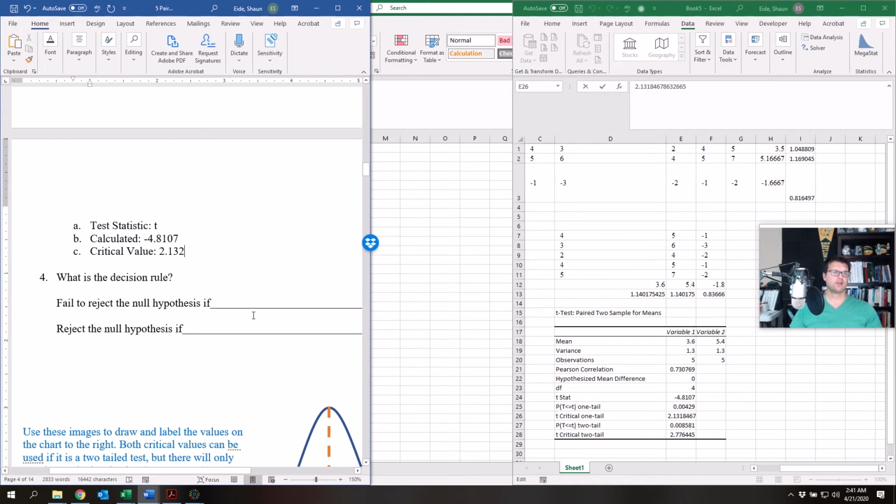So what we're going to do is fail to reject the null hypothesis if t calc is, let's see, this is an upper tail test. So we messed something up. By we, I mean I. In order to have an upper tail test, there's a reason why this is messed up.